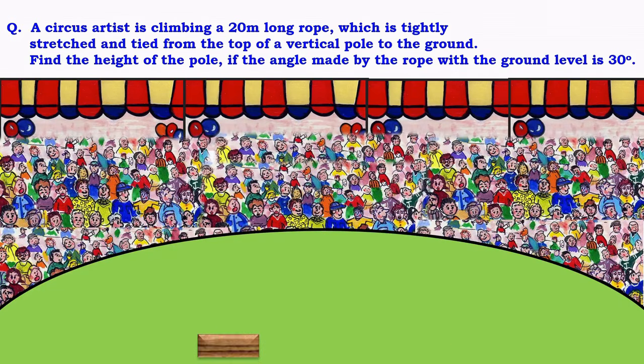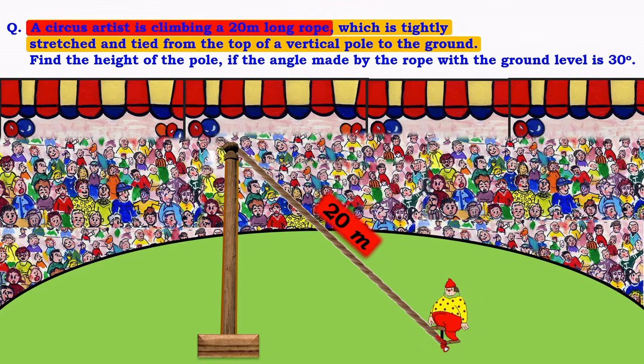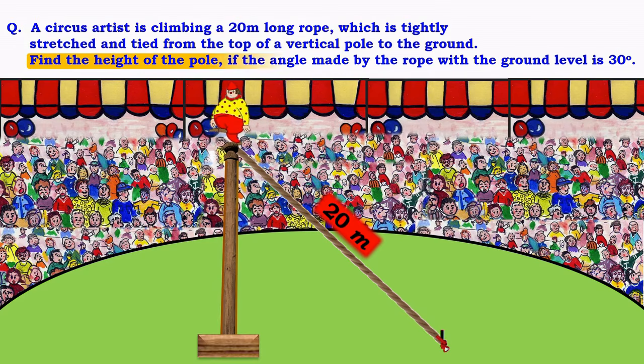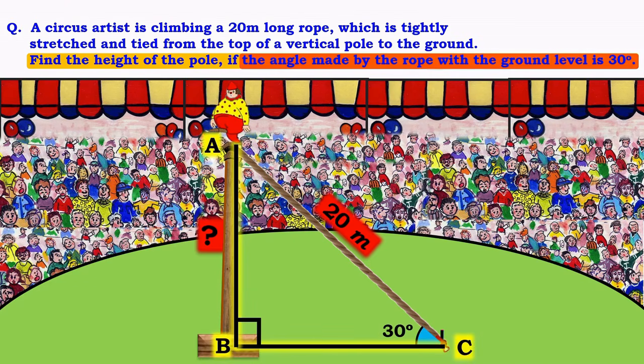Let's first understand the figure. We have a vertical pole, AB. The rope is tied from the top of the pole, point A, to the ground at point C. So, AC is the rope and its length is given as 20 meters. The angle made by the rope with the ground is 30 degrees. Since the pole is vertical and the ground is horizontal, angle B is 90 degrees. Now look at the right-angled triangle ABC. We need to find the height of the pole, which is AB. We will solve this next.